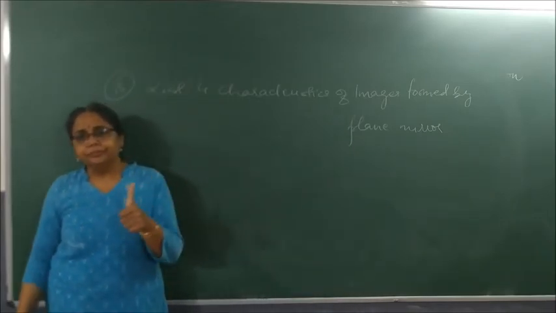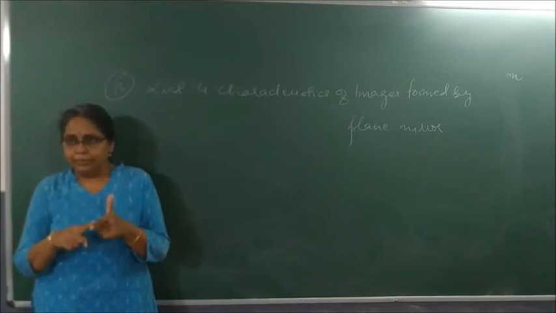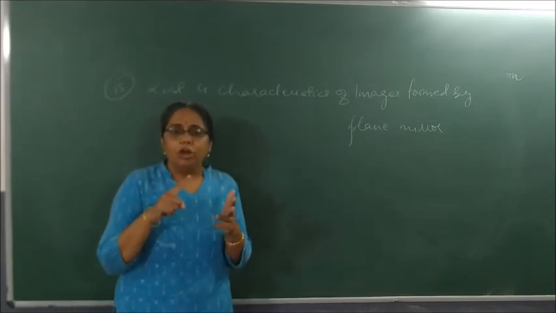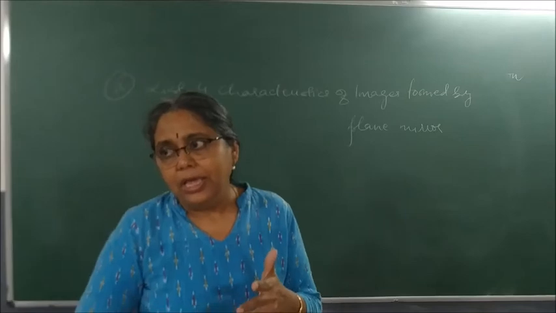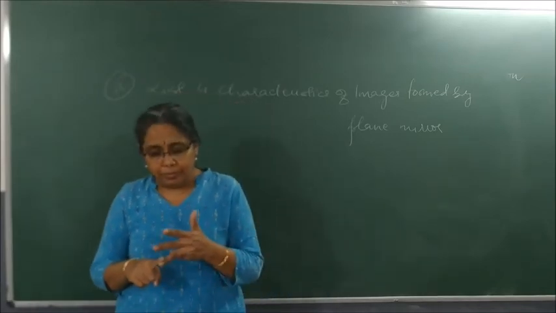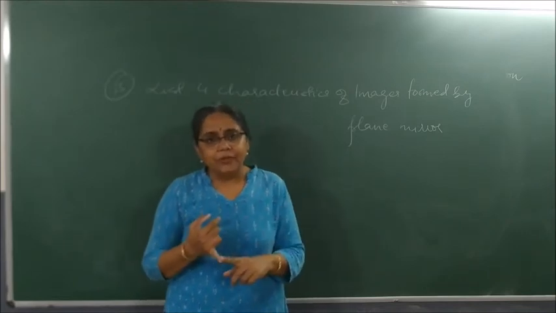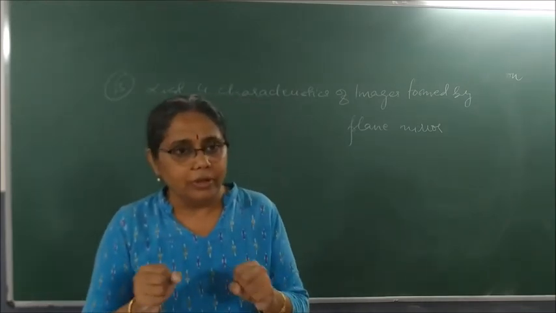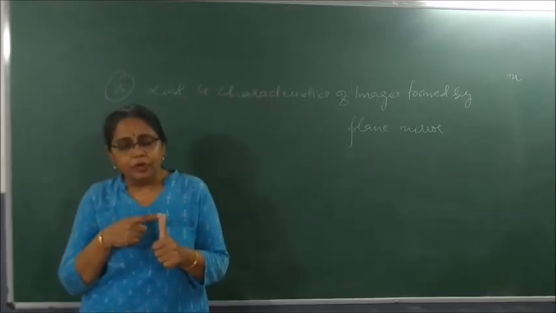First thing, the image is virtual and erect, formed behind the mirror. Height of the object is equal to height of the image. Object distance from the mirror is equal to image distance from the mirror, and the image is laterally inverted. Magnification is +1. This you should be able to tell even if you wake up at midnight. So what are the answers?